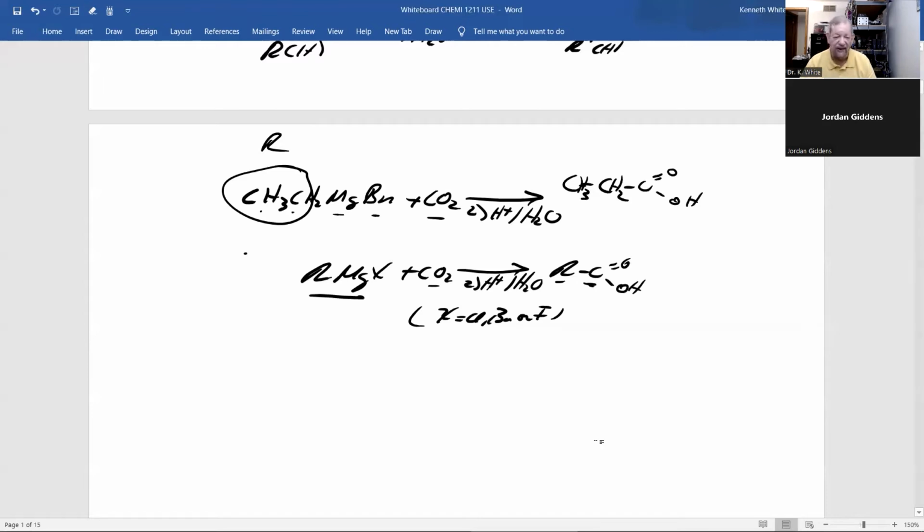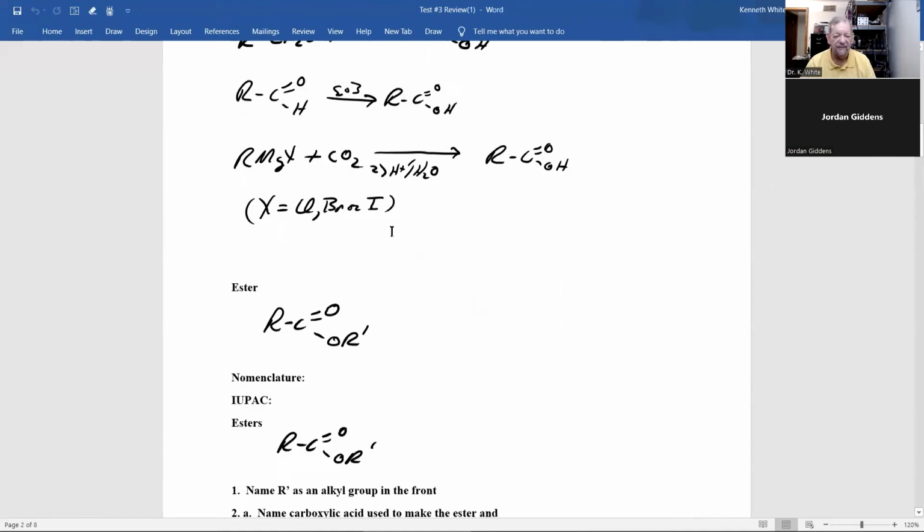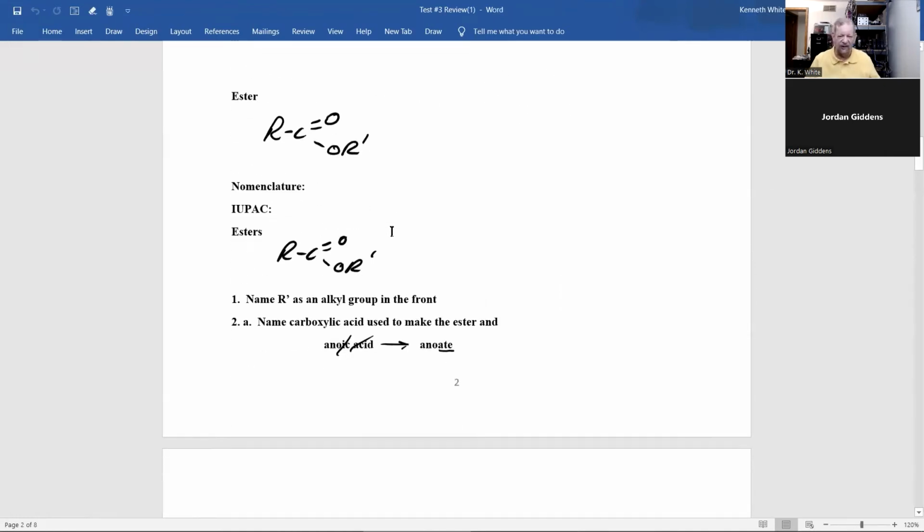All right, let's go back to reactions. Now, next I started talking about esters. An ester is a carbonyl with an R group on it and an oxygen attached to that carbonyl that has R prime, other carbons. For the IUPAC names of an ester, you name the R prime as the alkyl group in front. Then, one way, think of R prime as H, name it as a carboxylic acid, and then drop the IC in the word acid and add ATE.